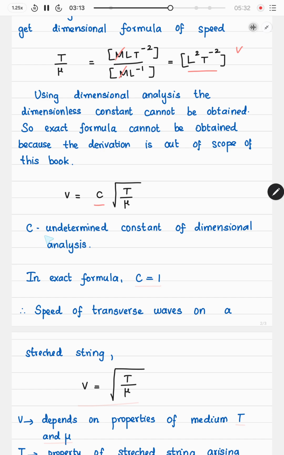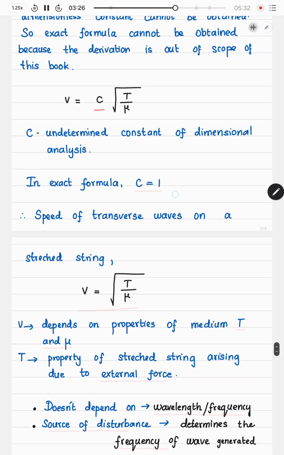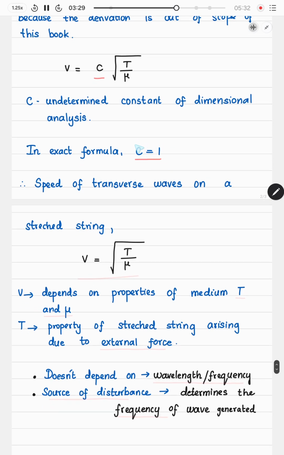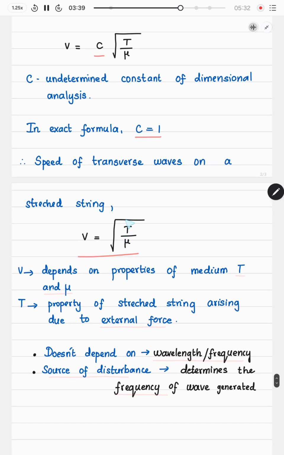Here C represents the undetermined constant of dimensional analysis. Through dimensional analysis we cannot obtain the value of this constant. But in the exact formula the value of C will be 1. So if we substitute the value of C as 1, the speed of transverse waves on a stretched string is given as V equals root of T by mu, where V depends on the properties of the medium, T as well as mu.